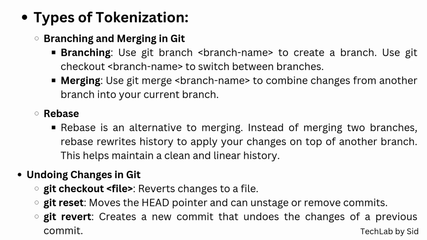git checkout file reverts changes made to a specific file and restores it to its last committed state. git reset moves the head pointer to a previous state, allowing you to unstage or remove commits from the commit history. git revert creates a new commit that undoes the changes from a previous commit, maintaining the history intact.